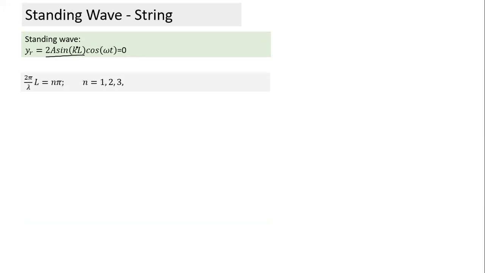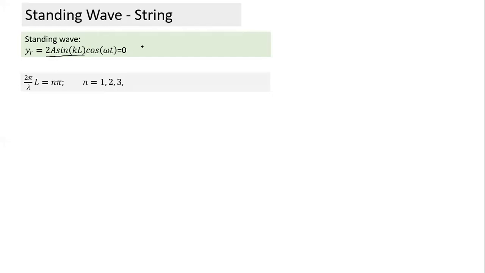If the sine of any particular angle is 0, it means that angle has to be equal to n times pi. And n can have value 0. We are not taking 0 here, because the length is non-zero. So KL has to be equal to n pi. We are using a simple property of a sine function. This term has to be an integral multiple of pi. 0 cannot be there because L is not 0.